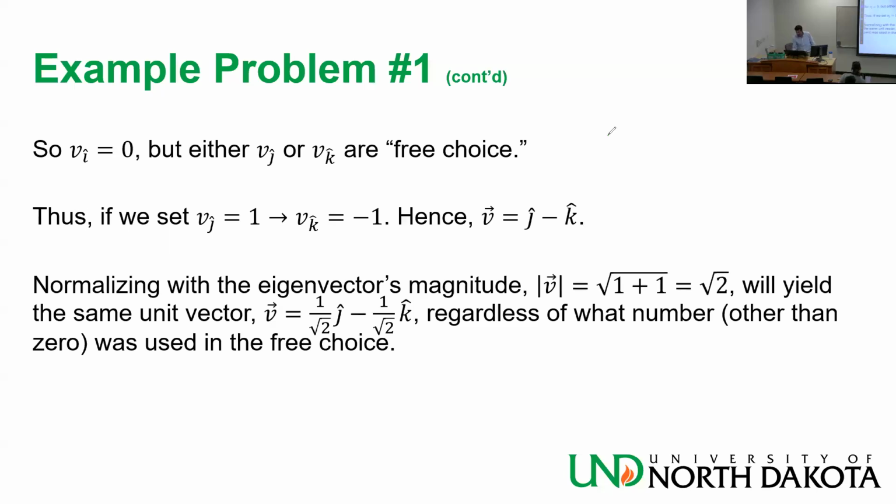Let's just say I chose this for my answer, 0, 1, minus 1. It's the same thing as saying Vi equals 0, Vj equals 1, Vk equals minus 1. Okay, what is the magnitude of this vector? So for this example, we said we're gonna choose 2.